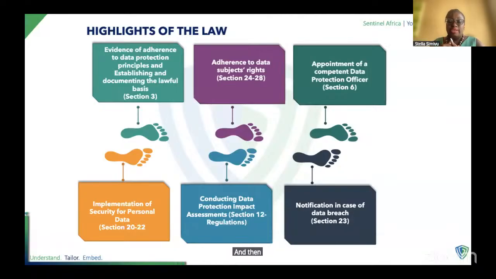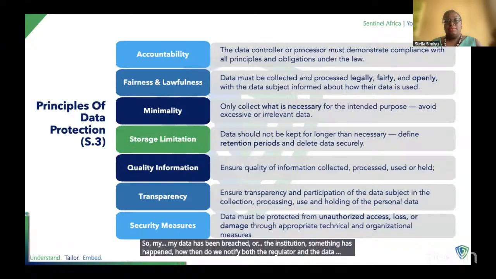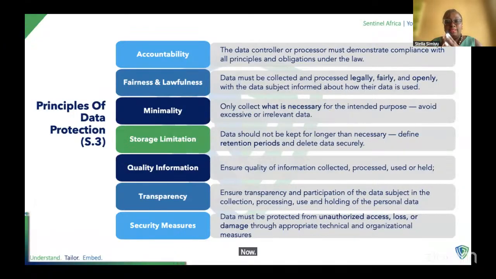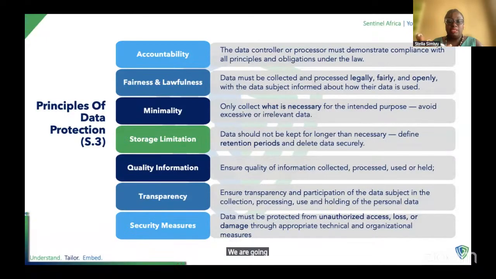And then we need to provide notification in case of a data breach. So my data has been breached, or the institution, something has happened. How then do we notify both the regulator and the data subject? Now, in the act and in the regulation, it has enshrined certain principles. Those principles include things like accountability. So as a data controller or processor, you need to demonstrate compliance with all principles and obligations under the law. We're going to define what a data controller or processor is as we go along.